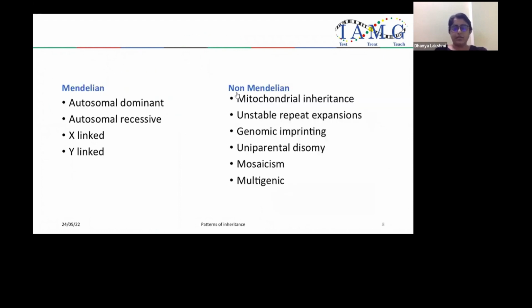The patterns of inheritance may be broadly classified as Mendelian and non-Mendelian. By Mendelian, what we mean is the group of inheritance patterns which follow the laws of inheritance proposed by Mendel. These include autosomal dominant, autosomal recessive, X-linked and Y-linked inheritance patterns. There are other patterns of inheritance which do not follow Mendel's laws, and these include mitochondrial inheritance, unstable repeat expansion, genomic imprinting, uniparental disomy, mosaicism, and multigenic inheritance.